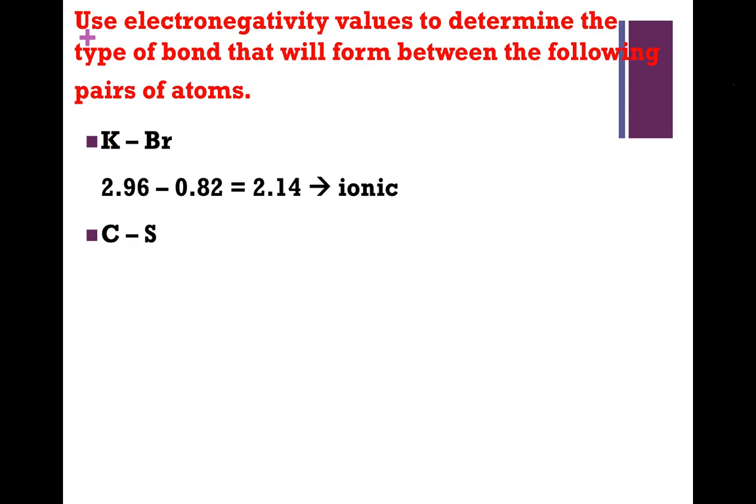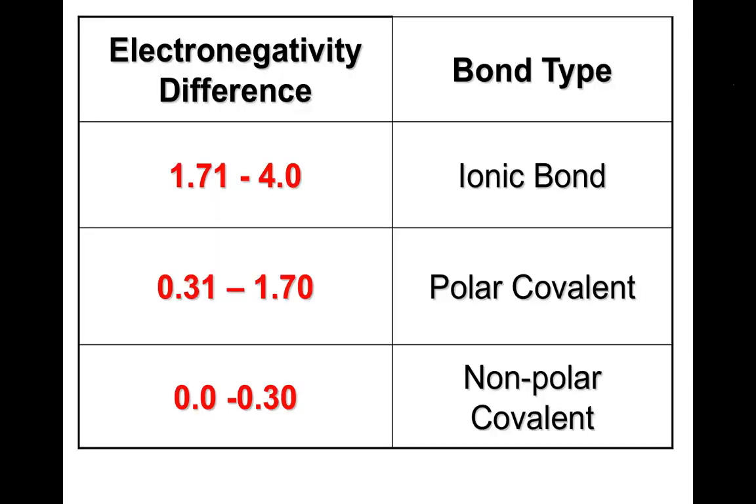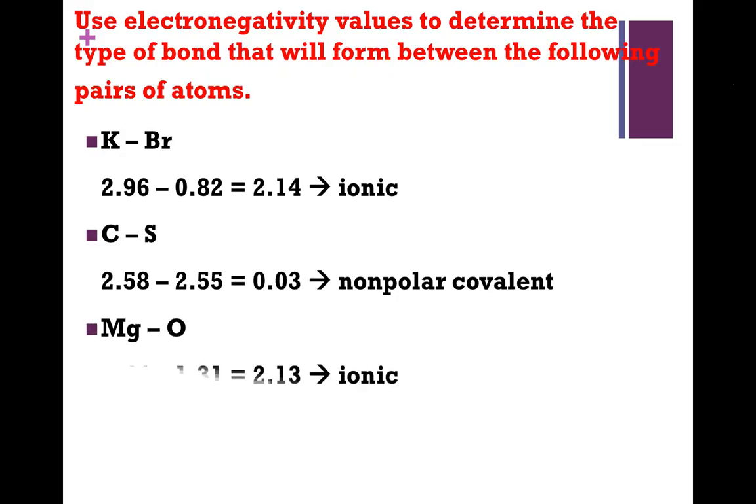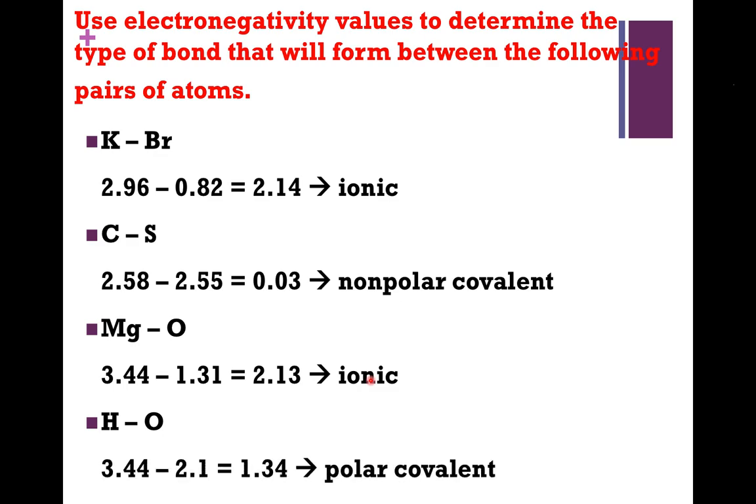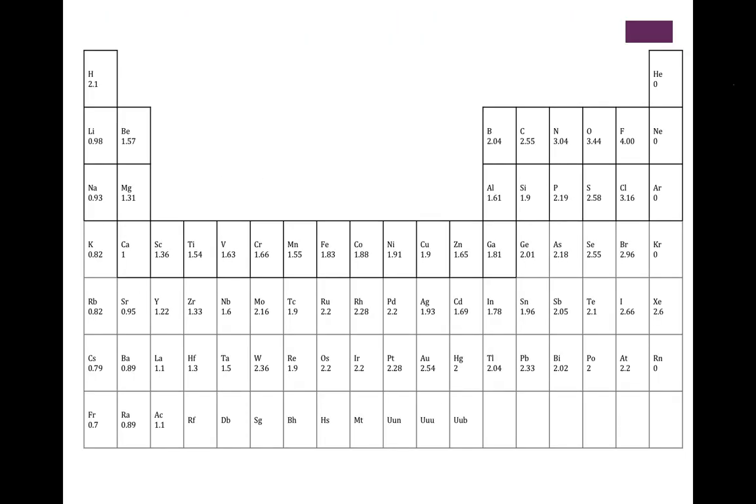Essentially, you'll do the same thing for carbon and sulfur. You'll find the difference in electronegativities, and you'll find that it's 0.03. So if we look at our scale right here, it's going to be nonpolar covalent. And then for magnesium and oxygen, we'll see that the difference in electronegativities is 2.13, so it must be ionic. And then hydrogen and oxygen, the difference is 1.3. Looking at our scale right here, 1.3 falls in the polar covalent range. Hopefully you'll be able to do that on your assignment pretty simply.